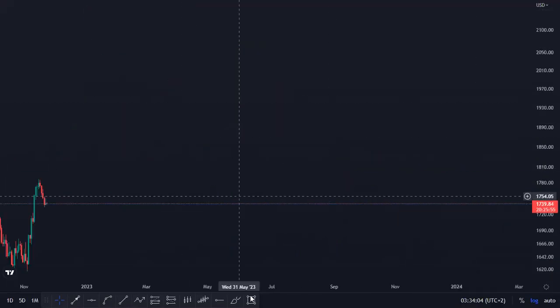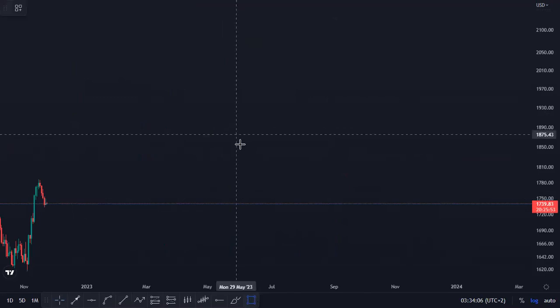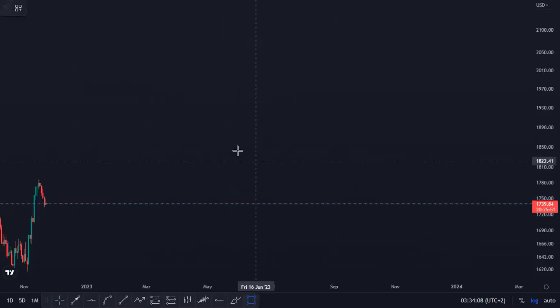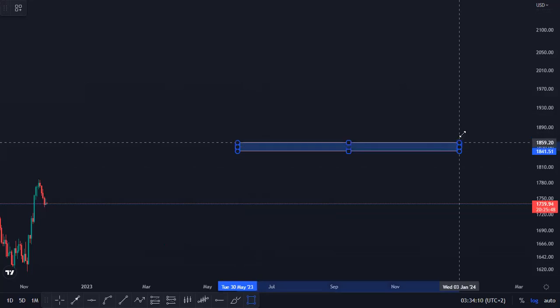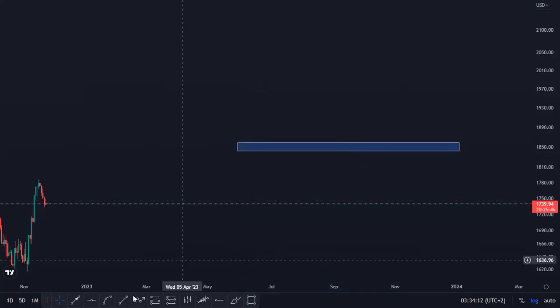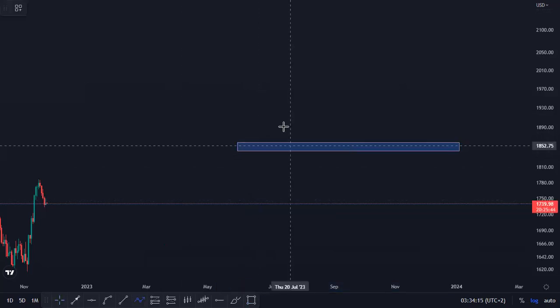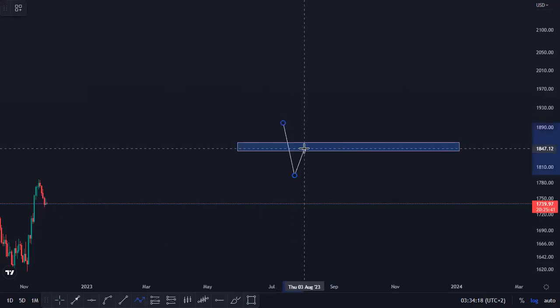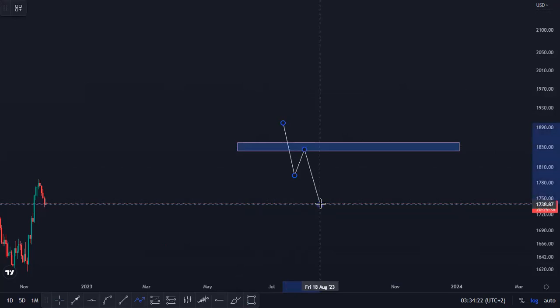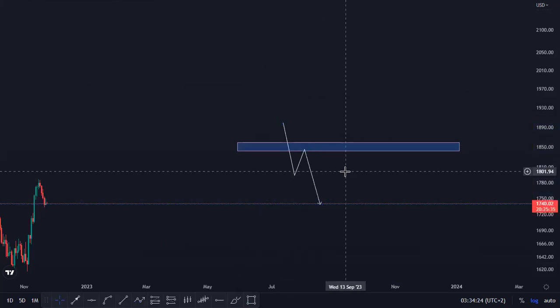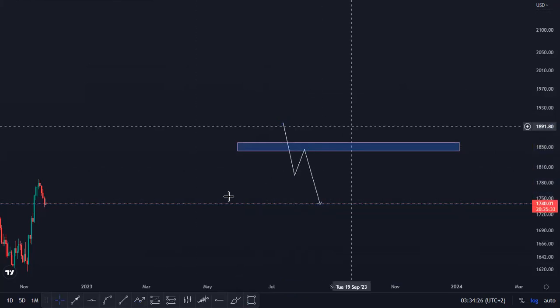So how to trade support and resistance? Let's say the price gave you a support. We know if we break that support it is now a resistance, and at the resistance we do what? We sell. At the resistance we sell.